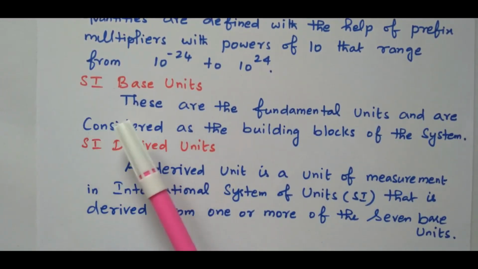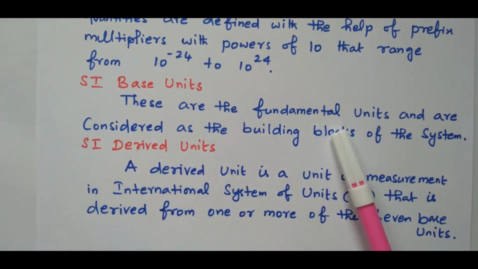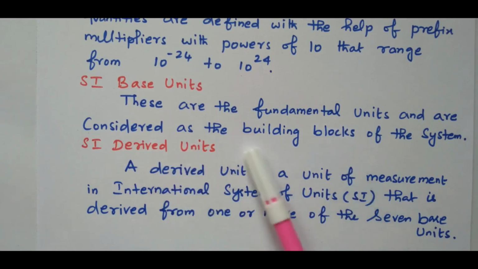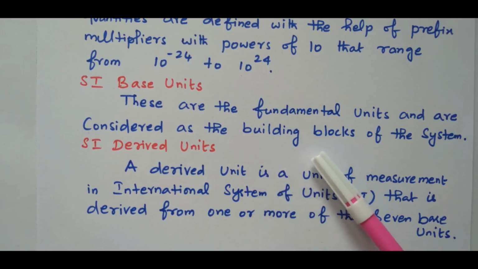Base unit means a fundamental unit, considered the building block of the system. So these are fundamental units. All other units are derived from these base units. It is a building block. From that only, other units are derived.